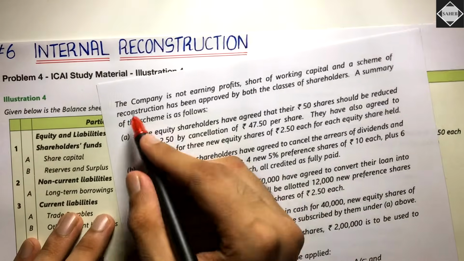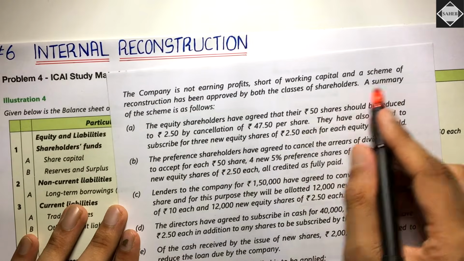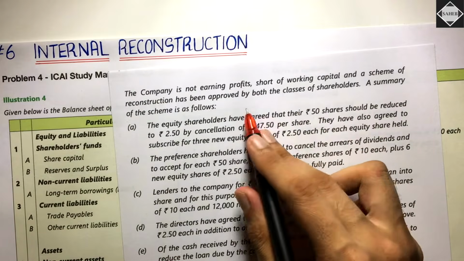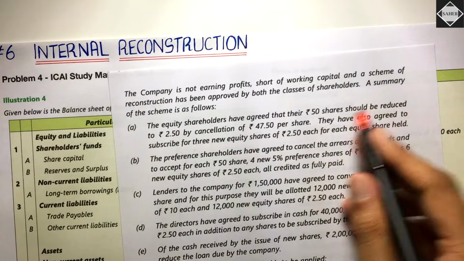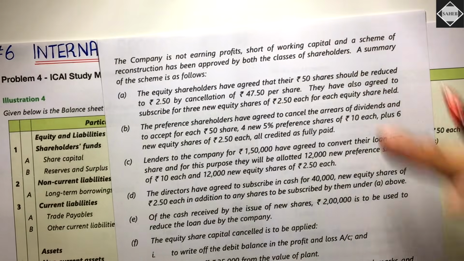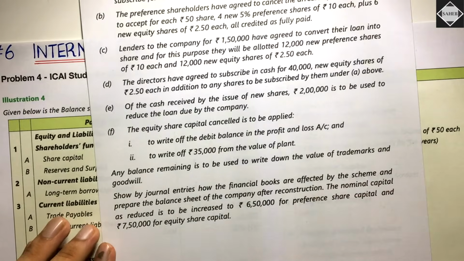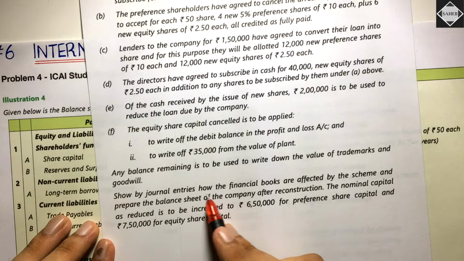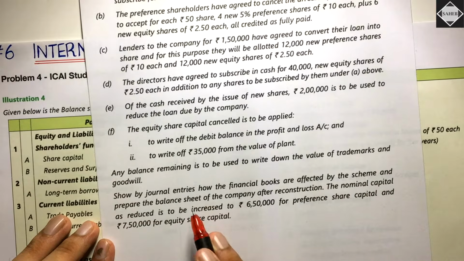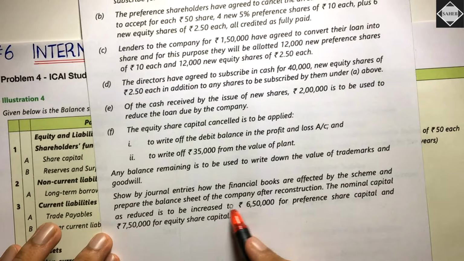So see here, the company is not earning profits, it is short of working capital, and a scheme of reconstruction has been approved by both the classes of shareholders. A summary of the scheme is as follows. So many adjustments are there, the entire scheme of reconstruction. And then let's just see the requirement. See here, show by the journal entries how the financial books are affected by the scheme and prepare the balance sheet of the company. We have to prepare the balance sheet after the reconstruction of the company.